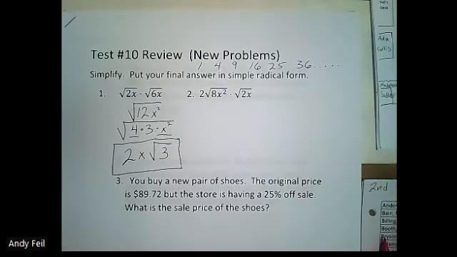Can I ask my question? Yes, what's your question? Why were these also on the old problems? Because we also did them on old problems.